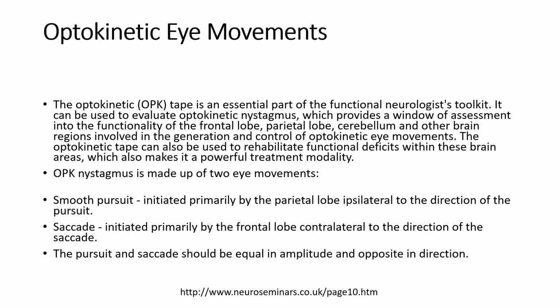Let's talk a little bit more about these optokinetic eye movements and how it relates to functional neurology. The optokinetic tape is an essential part of the functional neurologist toolkit. It can be used to evaluate optokinetic nystagmus, which provides a window of assessment into the functionality of the frontal lobe, parietal lobe, cerebellum, and other brain regions involved in the generation and control of optokinetic eye movements. The optokinetic tape can be also used to rehabilitate functional deficits within these brain areas, which also makes it a powerful treatment modality.